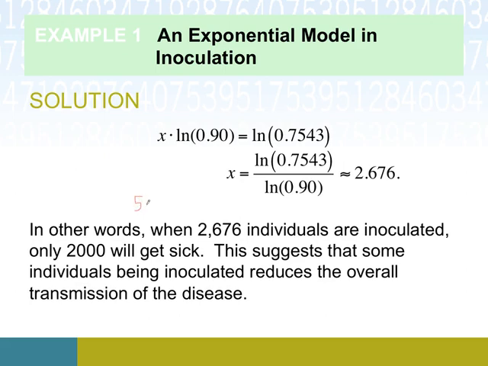This is claiming that only 2,000 of them are going to get sick, and the other 2,676 are the ones getting inoculated. So there's some number of people, more than zero, 324, who aren't inoculated but also aren't getting sick. So this is actually a really interesting model in life science that basically is claiming that inoculating people saves other individuals from getting sick, which is kind of cool.